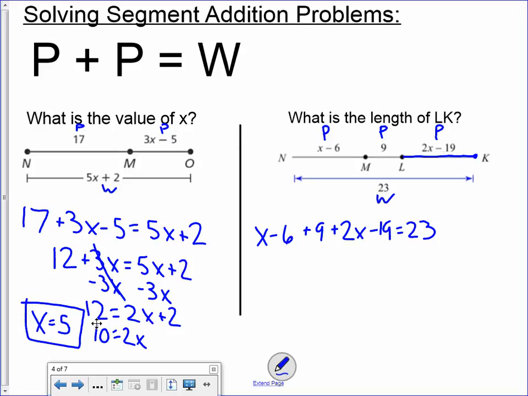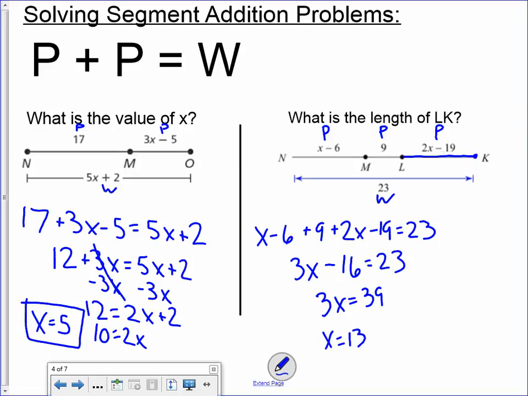Combine like terms, x plus 2x is 3x. Negative 6 plus 9 minus 19 is going to give me a minus 16. The next step would be add 16 to both sides. 3x equals 39. Divide both sides by 3, and x is equal to 13.